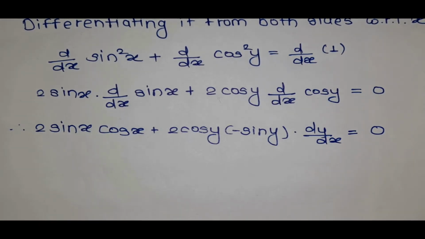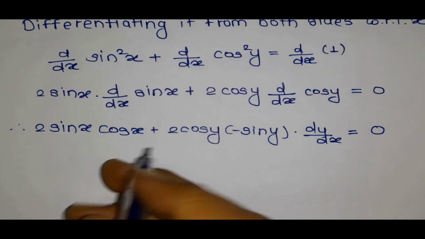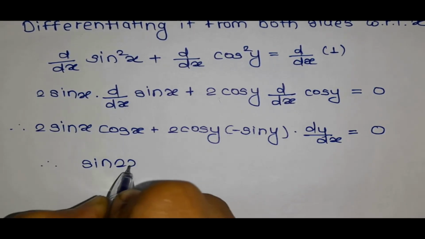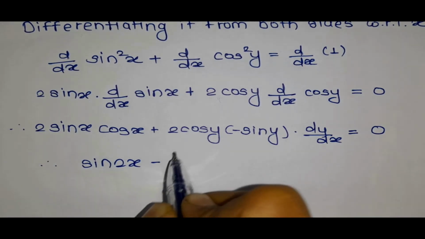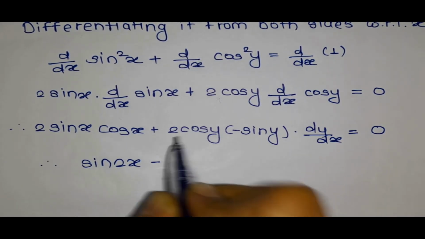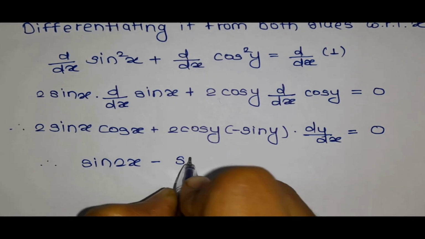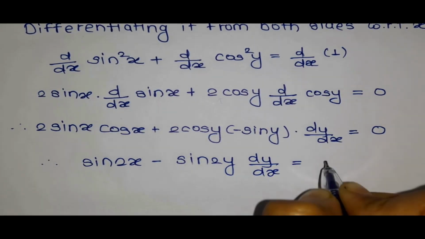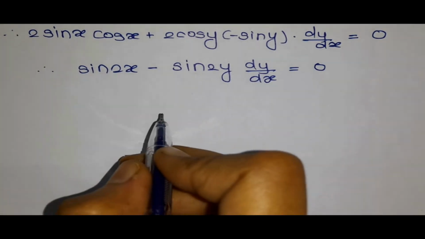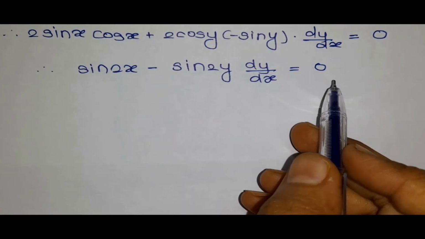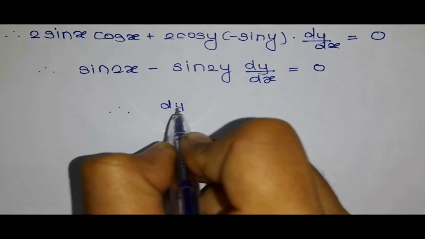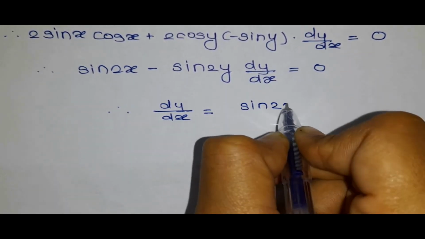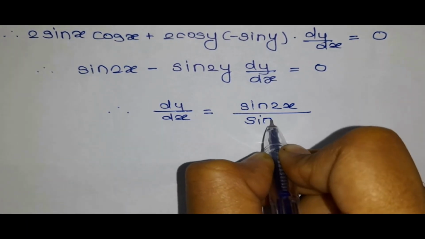Now 2 sin θ cos θ will be equal to sin 2θ, so we can directly write sin 2x. Similarly here, if we take minus outside and 2 sin y cos y, we will get minus sin 2y, dy/dx as it is, which will be equal to 0. Now simply what we have to do is shift the terms to the right hand side. This will give us dy/dx, which will be equal to sin 2x upon sin 2y.